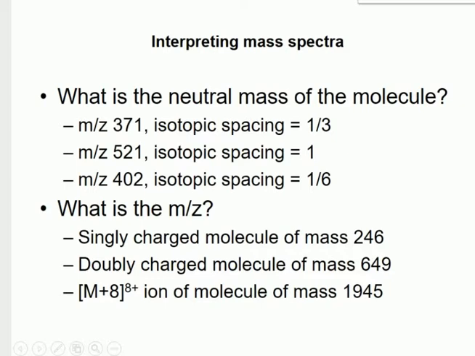Did you get 244.13? No. Okay, so you need to add on the mass of 8 protons. Okay, so add on 8 and then divide it by 8. Okay.